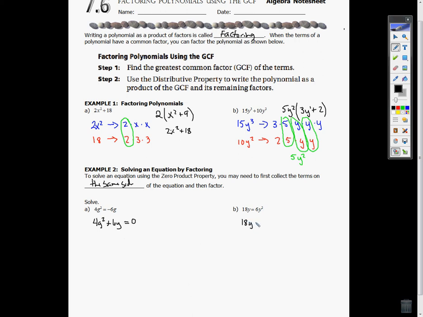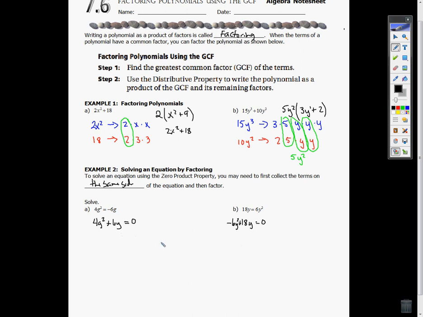18y is going to stay there, and I'm going to subtract 6y squared from both sides. I'm going to put the minus 6y squared over here equals 0. And why did I put it on the left side of the 18? Because I wanted it in descending order. I wanted it so that the largest exponents are first, and I'm just trying to do that to save time.